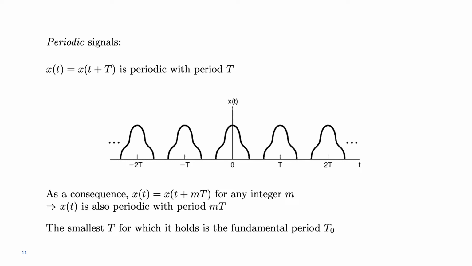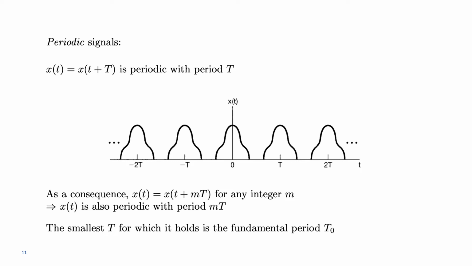Okay, so what is a periodic signal? Well, a signal x of t is periodic with period T if x of t is equal to x of t plus capital T. Okay, then this capital T is the period. As you can see in the example, in the figure, a periodic signal is a signal that periodically repeats itself. It's pretty simple, right?